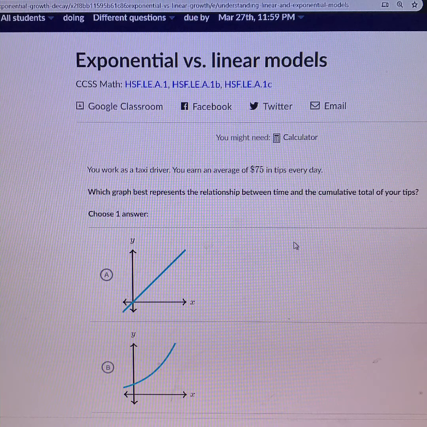This one is going to be about exponential versus linear models. For completing this assignment, you need to go back to the ideas of the difference between exponential and linear, so let me remind you of that real quick.